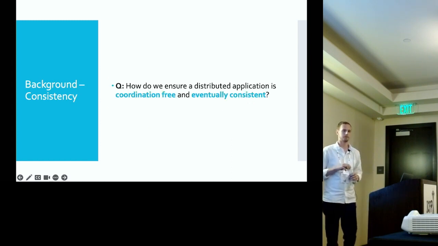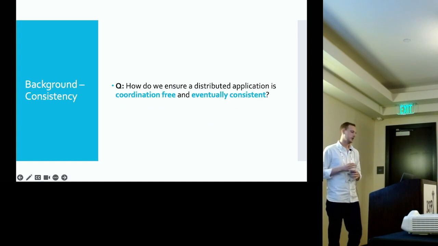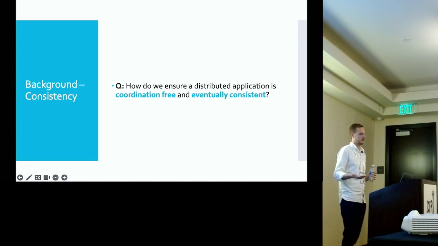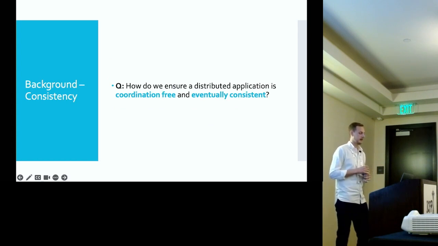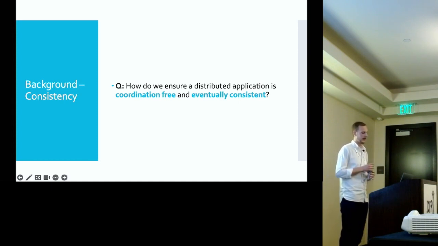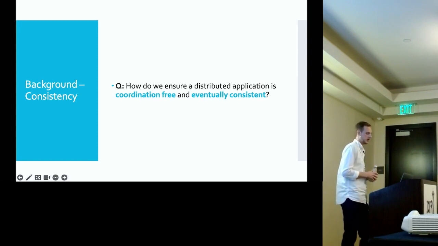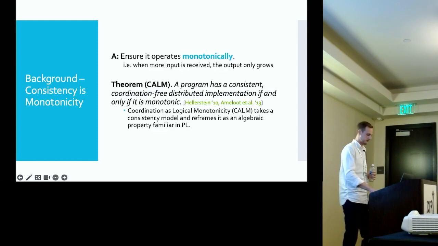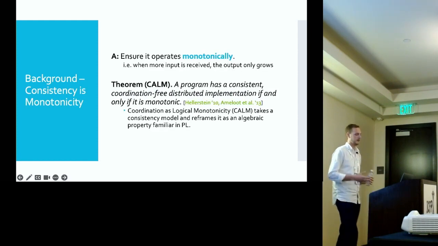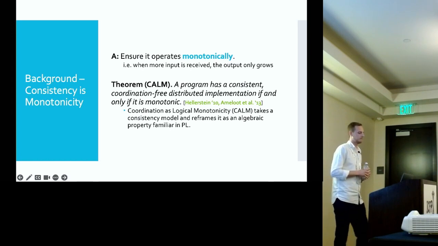But here's the tricky thing. What work do the programmers have to do to make sure that their program is eventually consistent and doesn't do any coordination? Can we check that for them automatically? Do they have to do extra work? Here, it turns out there's a really beautiful result from the distributed systems world. It's called the CALM theorem, and it says that a program has a consistent and coordination-free implementation if and only if it's monotonic. That's really cool.